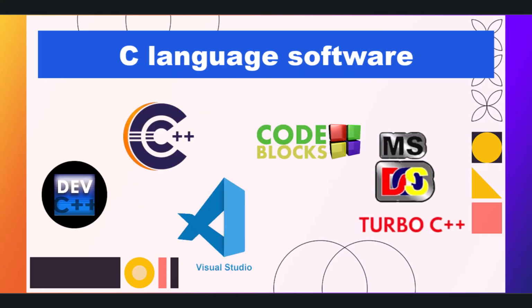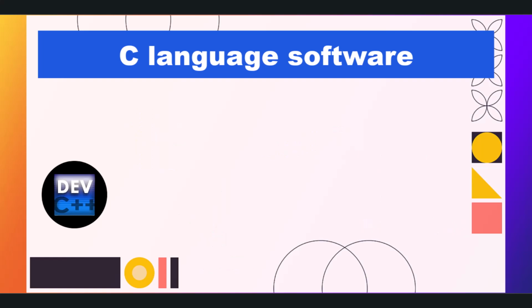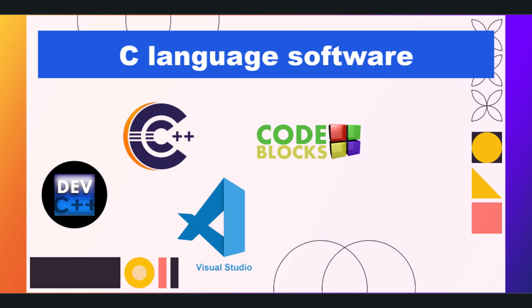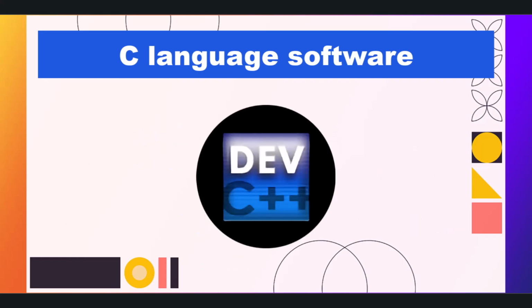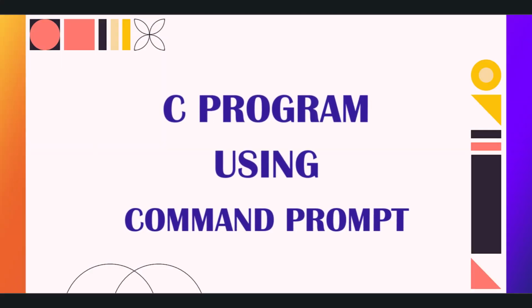Software applications that are required to build C programs are Dev C++, Eclipse, Visual Studio Code, CodeBlocks, and Turbo C++. Of these software, we will use Dev C++ in our upcoming programs to create C language programs. First, we will see how to run our C program using command prompt.